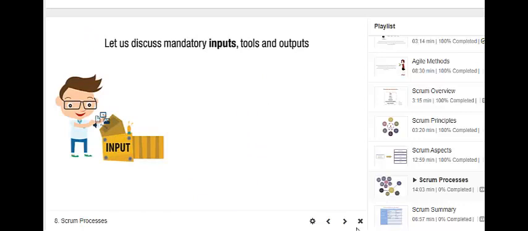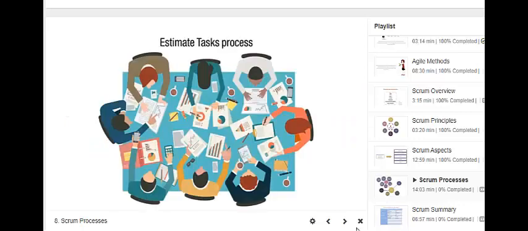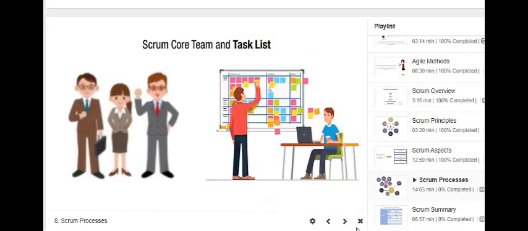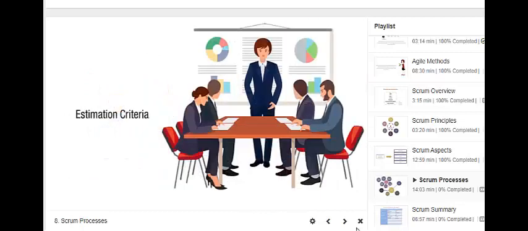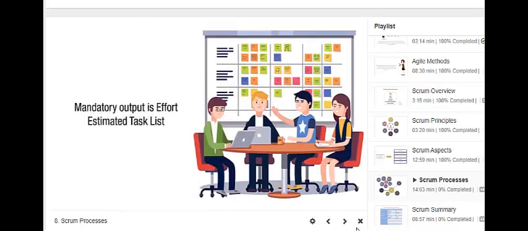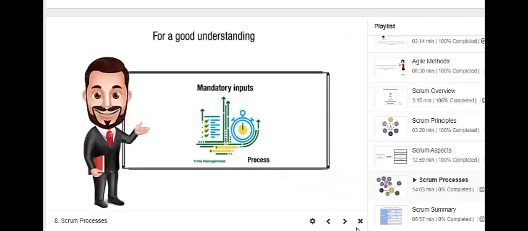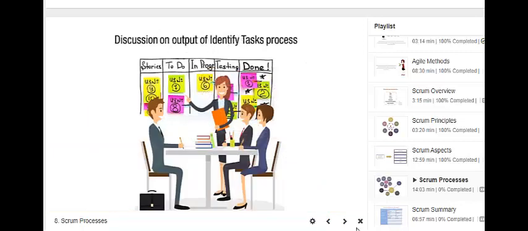Now let's discuss the mandatory inputs, tools, and outputs of the Estimate Tasks process. The mandatory inputs are Scrum Core Team and Task List, whereas the mandatory tools are sprint planning meetings, estimation criteria, and estimation methods. And the mandatory output is the Effort Estimated Task List. For a good understanding of the mandatory inputs of this process, please refer to the discussion on the inputs of the Create User Stories process and to the discussion on the output of the Identify Task process.